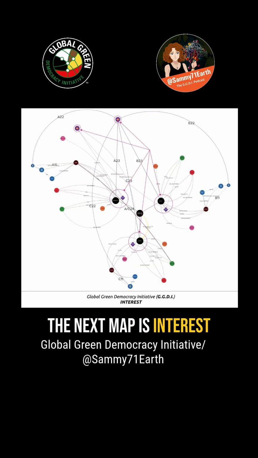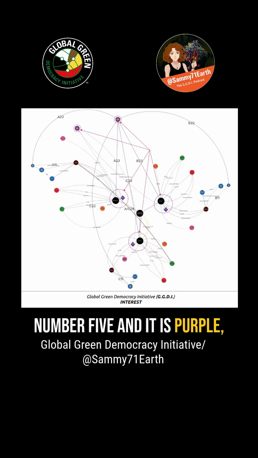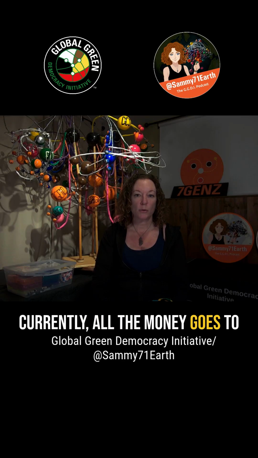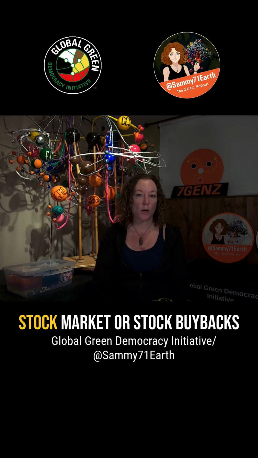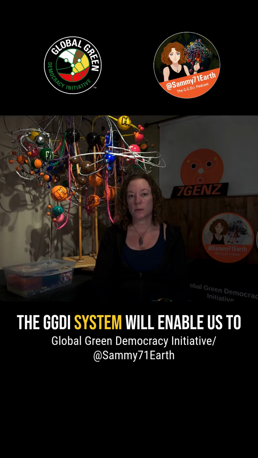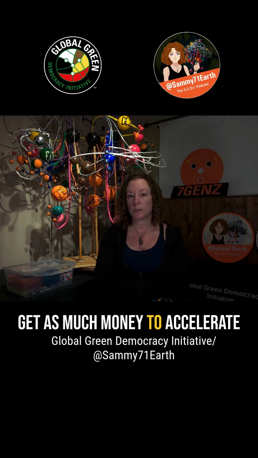The next map is interest, number 5, and it is purple. And this is where we will use the money we make to pay for the fixed costs in the system. Currently, all the money goes to the top or is funneled into the stock market or stock buybacks or bonuses for those who don't need it. And it is kept there, but the GGDI system will enable us to get as much money to accelerate how many people we can hire and programs to invest in, or pay for pensions or benefits or whatever we need to.